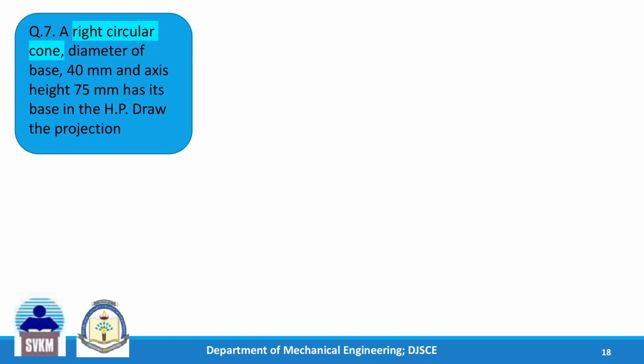And now let us see one more sum. A circular cone, diameter of base 40 mm and axis height 75 mm, has its base in the HP. Draw the projection. Now here it is a cone resting on HP on its base, so the axis is perpendicular to HP, parallel to VP. That's it, it's very simple. And we have to draw the two views for this.